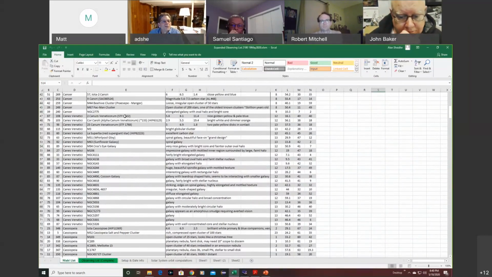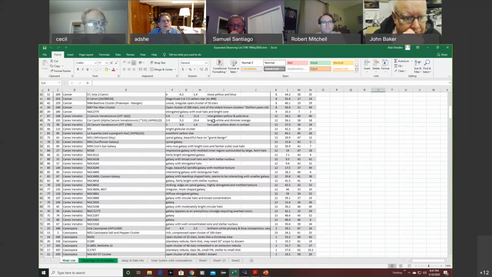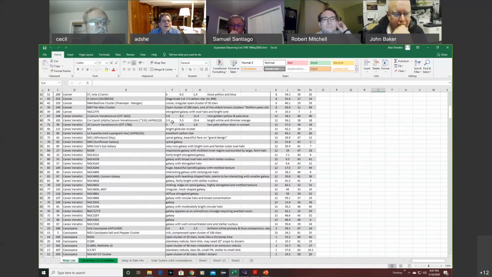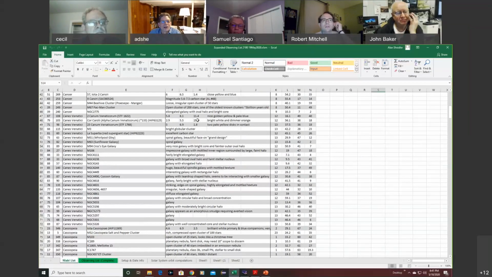Canes Venatici, there are some double stars. Cor Caroli, that's a real nice one. Alpha Canum Venaticorum. 2.9 magnitude, 5.5 magnitude, and 19 arc seconds. So that's a nice one.